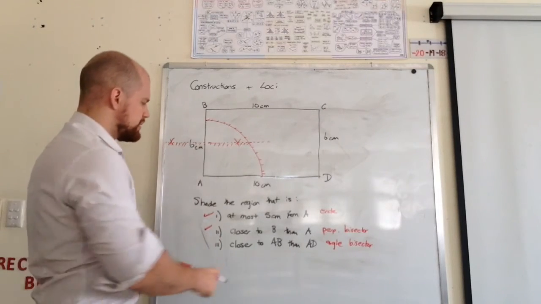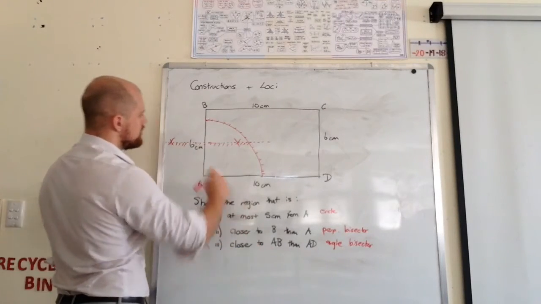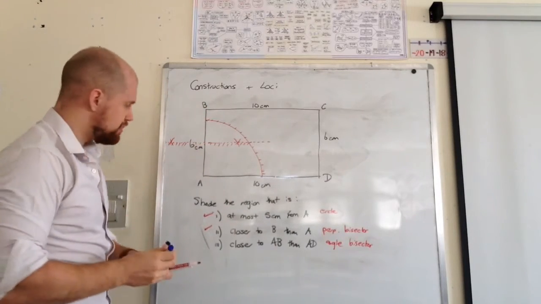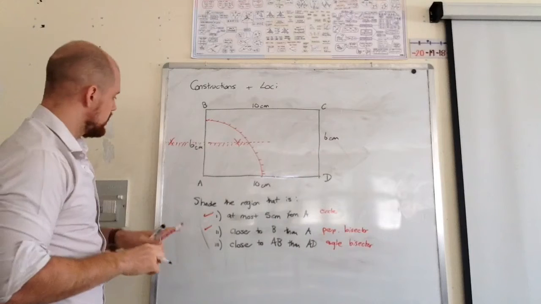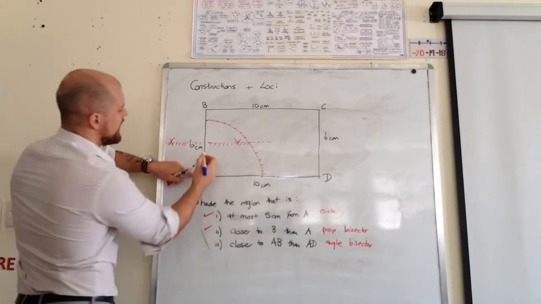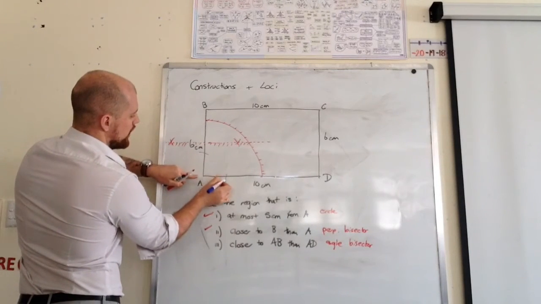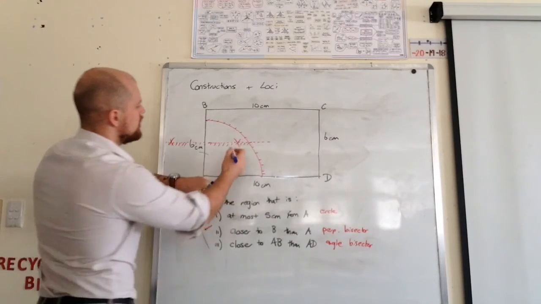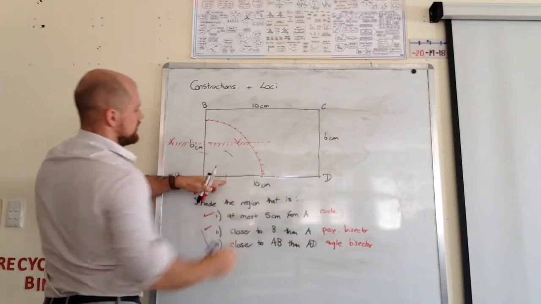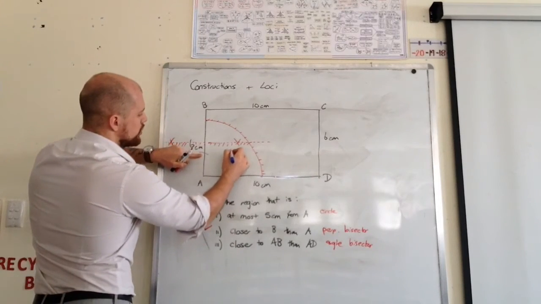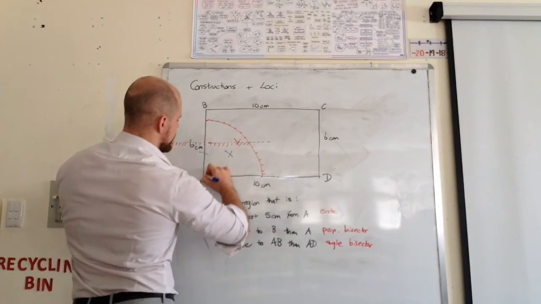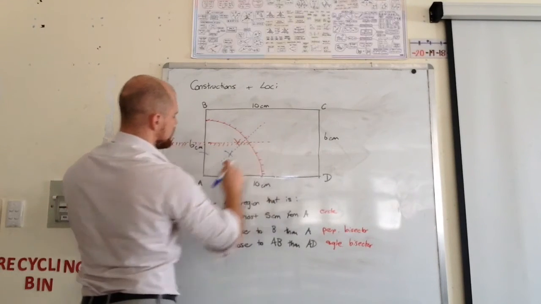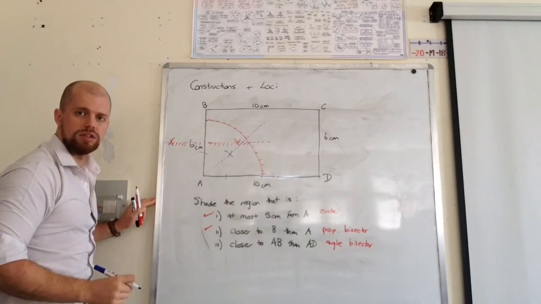The last one is we need to be closer to AB than AD. So what I do is, I'll do this in blue, I take my compass, I put the sharp bit on A and I open it any length, it doesn't matter, and I draw an arc. The arc looks like that. I put the sharp bit here and I cut it. Put the sharp bit here and I draw the arc as well. Now what that's done is it has split that angle directly in half.